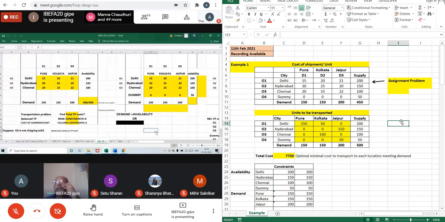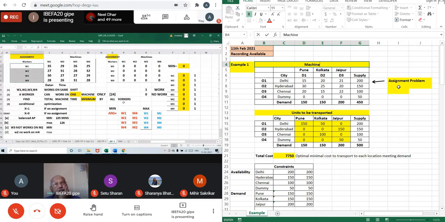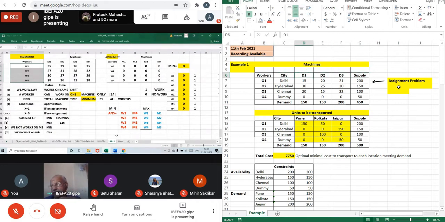Attentive all of you. How to introduce AP? Okay. There are 4 workers. A simple example first. This example is not in your question sheet. In question sheet, examples are different.